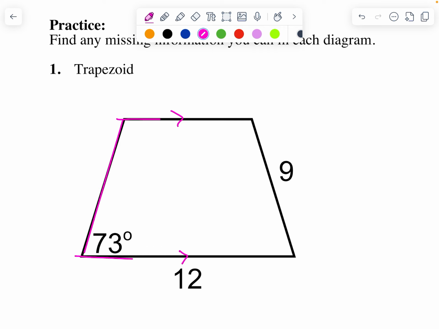So what I do know is that these are parallel lines. This is a transversal. These are same side interior angles, so they're supplementary. 180 minus 73 is 107, so that's 107 degrees. And I cannot find this angle. I cannot find this angle. I know that the base angles are not congruent, so I know it's not 107 and 73. All right, so the only thing I can find is that 107 in this one.